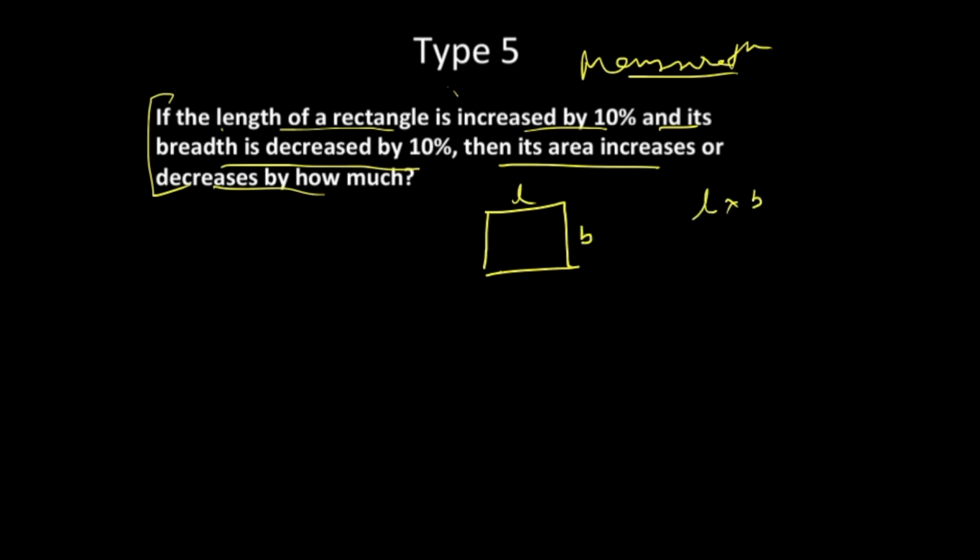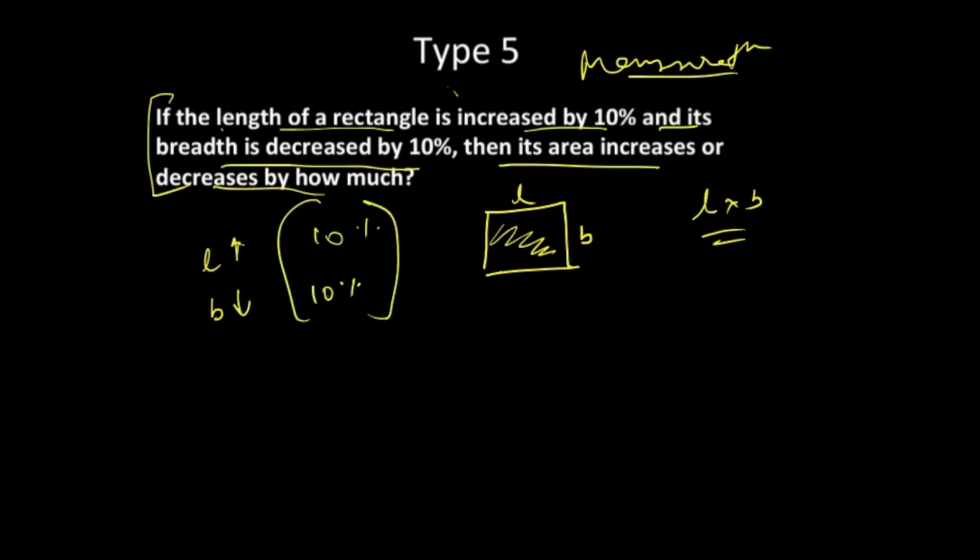So length into breadth would give you the total area of this particular rectangle. It is being said that if the length is increased by 10%, so there is an increment of length by 10%, and then breadth is being decreased by 10%. So we know that these two changes are taking place effectively and simultaneously over the rectangle.